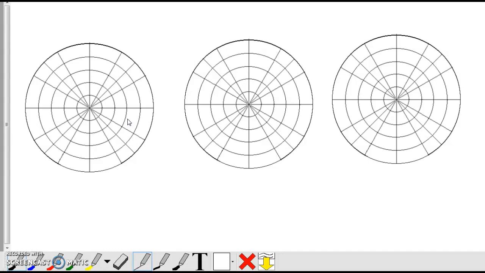Make sure that you have some sort of way to graph these, because we're going to start plotting points, so to speak. Okay, so hopefully you have some sort of graph paper. So what we want to do is the following things. We are going to plot each point, and then we're going to give two other pairs of polar coordinates for the point.